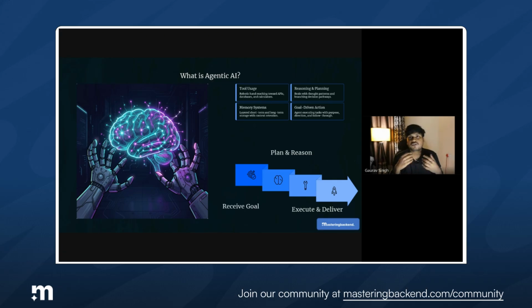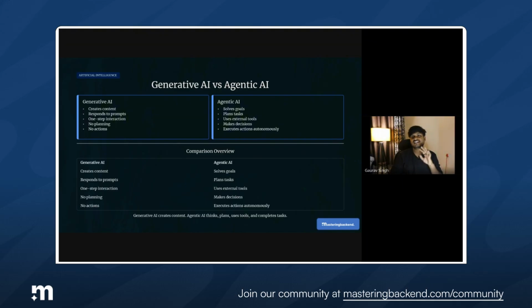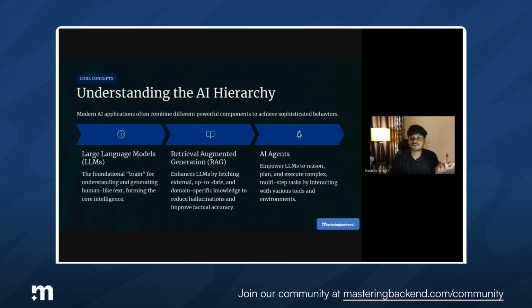So now if you ask any agentic AI model to, like, book my appointment, your agents can do these things, but generative AI is not able to do these things. As you can see, this is the difference between generative AI and agentic AI. Generative AI only creates content, but agentic AI solves goals, plans tasks, and executes external tools. So now let's understand the AI hierarchy.